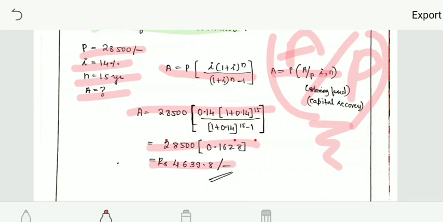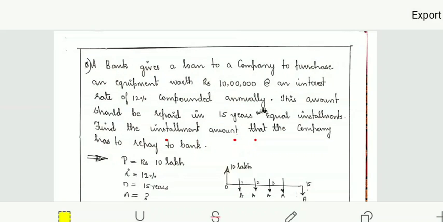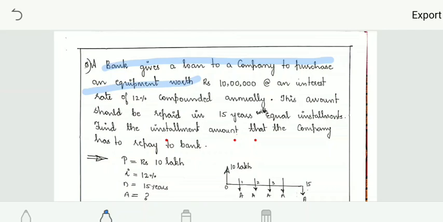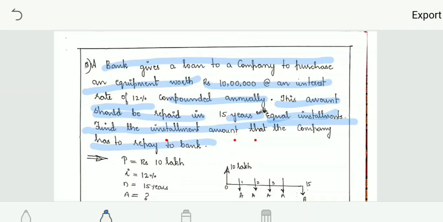Now we'll see another two problems. In this problem you are seeing a bank gives a loan to a company to purchase an equivalent worth of 10 lakhs at an interest rate of 12% compounded annually. This amount should be repaid in 15 years. Same, a loan example, with equal installments. Find out the installment amount that the company has to repay to the bank.